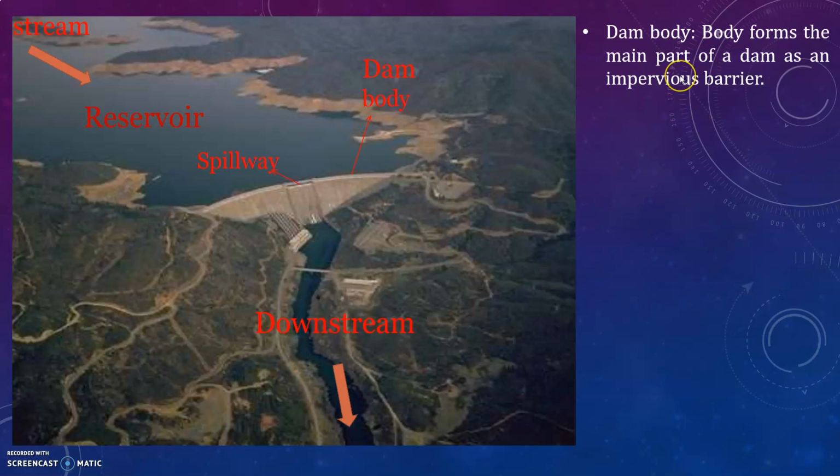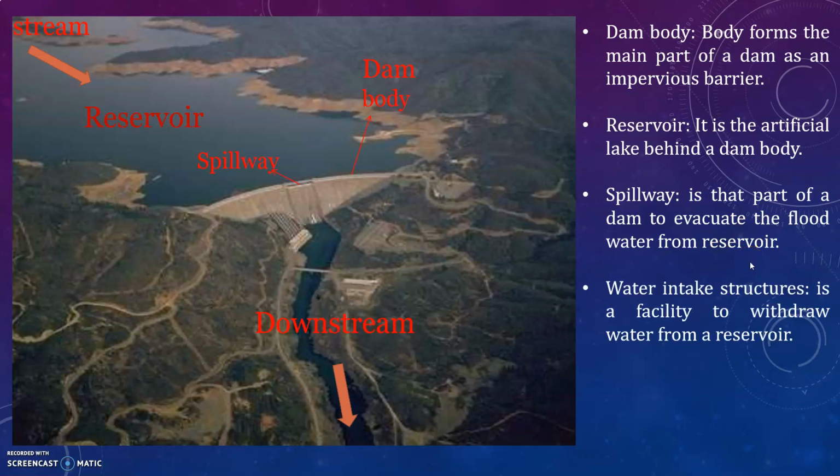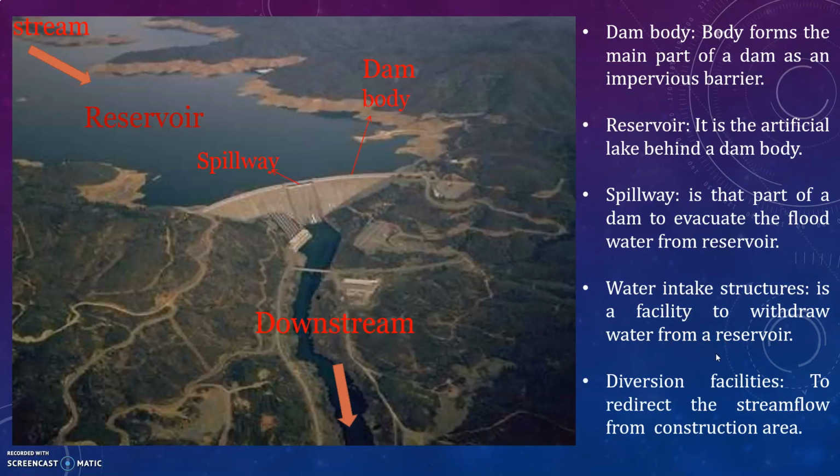What is the dam body? The body forms the main part of a dam as an impervious barrier. Reservoir, it is the artificial lake behind a dam body. Spillway is that part of a dam to evacuate the flood water from the reservoir. Water intake structures are a facility to withdraw water from a reservoir. Diversion facilities redirect the stream flow from the construction area.